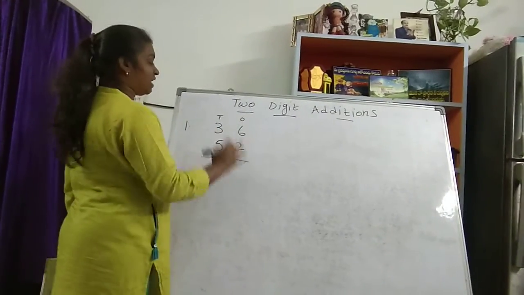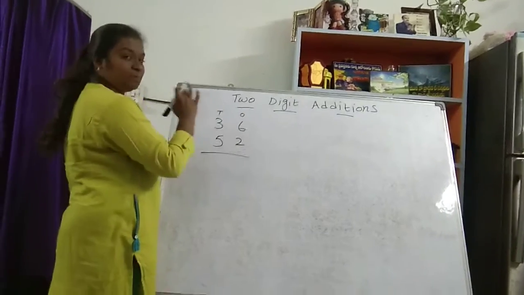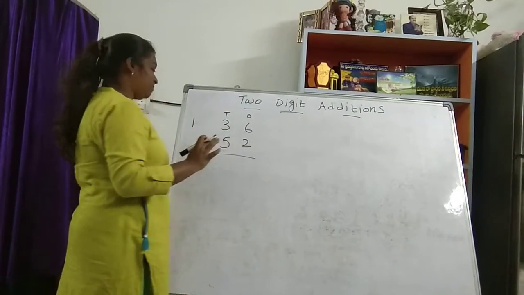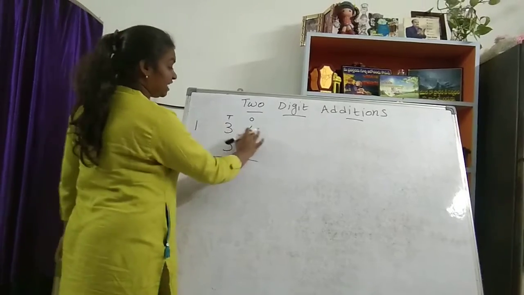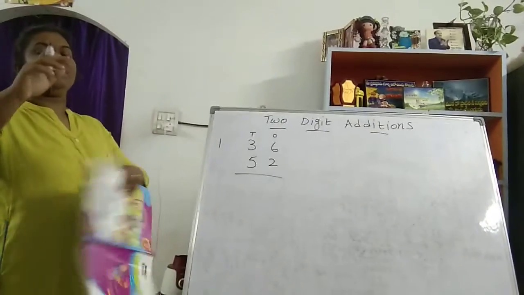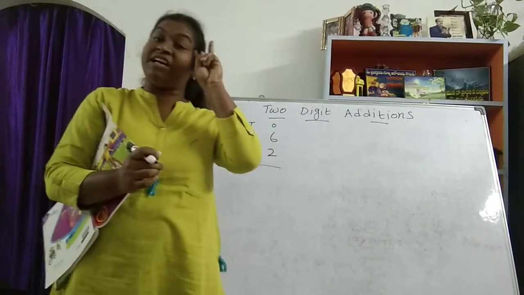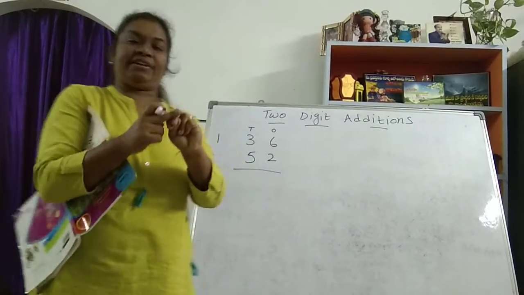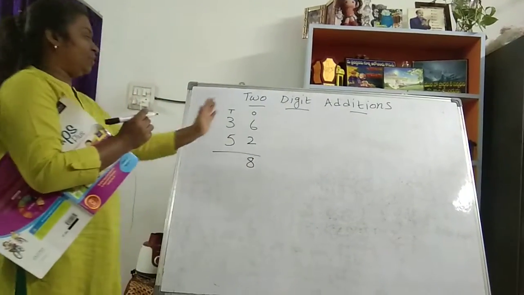We have to start doing the additions from the ones place. So this is ones place and this is tens place. So we'll do the addition here from the ones place. So 6 plus 2. 6 in the mind, 2 on the fingers. After 6, 7, 8. Okay. So the answer is 8 here. Now this is finished.